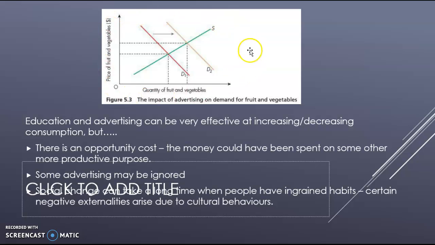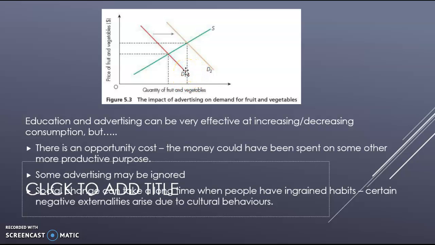Here in this graph we can see how a campaign promoting healthy food would work to increase the demand for that healthy food. So starting from an original equilibrium point here, the advertising campaign increases demand, which leads to a higher quantity of that healthy food being produced and consumed. Therefore, the positive externalities of a healthy diet increase and the negative externalities of an unhealthy diet would decrease as a result.